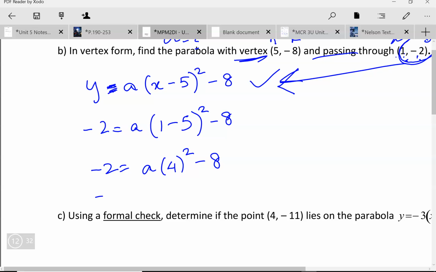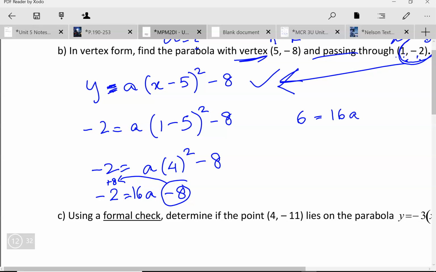So negative 2 equals a times 16, so 16a minus 8. Again, I'm going to move the 8 first, so to make it plus 8. So negative 2 plus 8 is 6 equals 16 times a. Divide both sides by 16. Even here, you could have added 8 to both sides, whichever way you want to think about that.